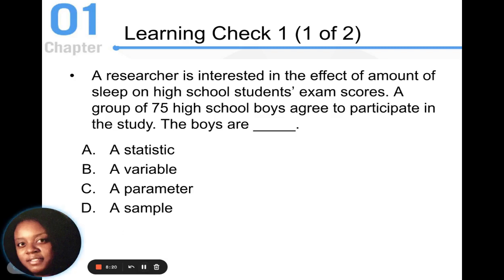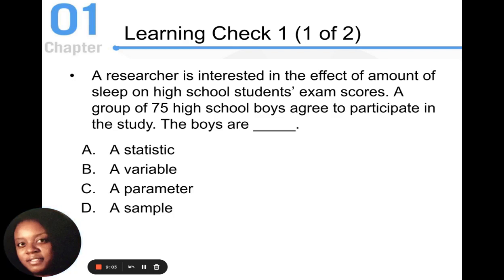So let's do a learning check. Throughout each of our chapters, I'm going to give you questions, and I want you to try to see if you can figure out the correct answer based on the lecture and things we've discussed as a sort of check on your knowledge. So here's our first learning check. A researcher is interested in the effect of the amount of sleep on high school students' exam scores, and a group of 75 high school boys agreed to participate in the study. So the boys are A, a statistic, B, a variable, C, a parameter, or D, a sample.